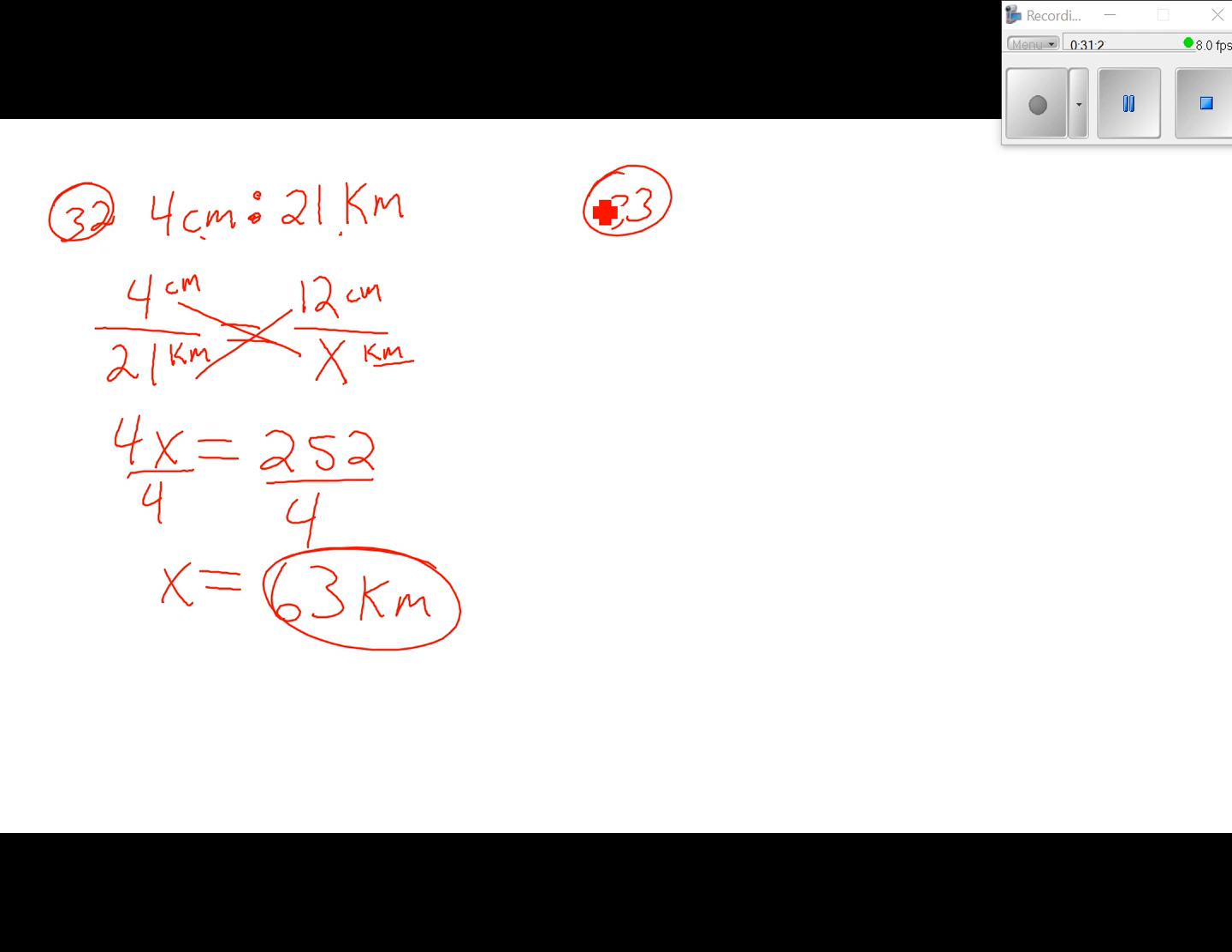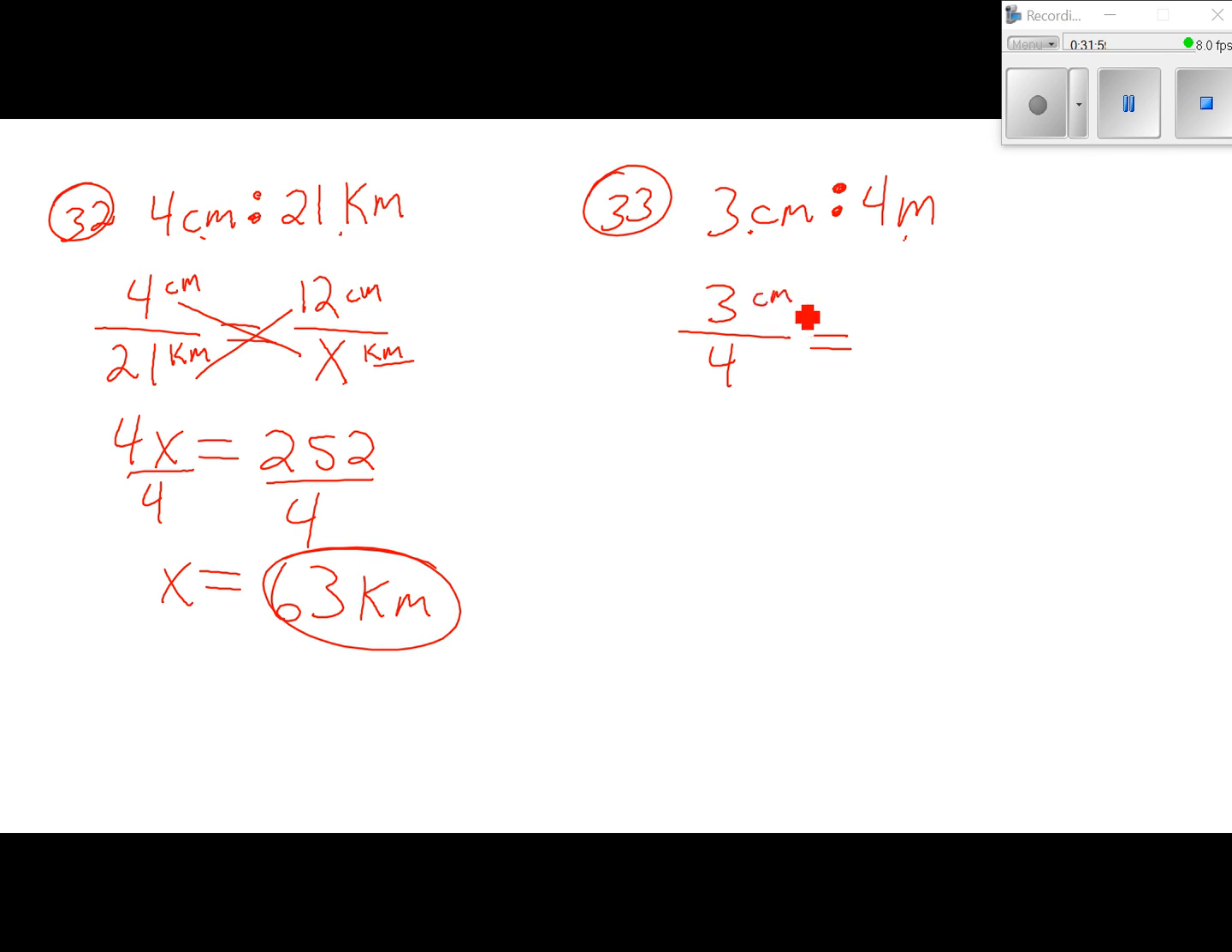33, a model house is 12 centimeters wide. If it was built with a scale of 3 centimeters to 4 meters, so 3 centimeters colon 4 meters. Again, just another way to write a proportion. So we're saying for every 3 centimeters in the model, there's 4 meters in the real house. Then how wide is the real house?